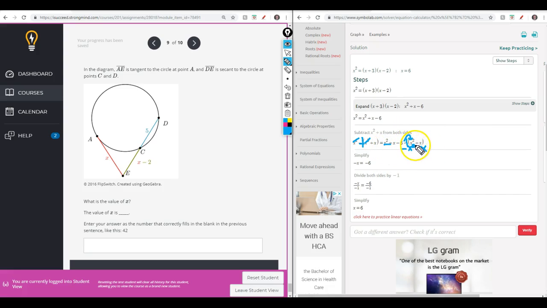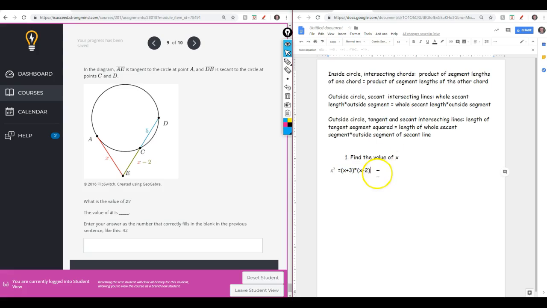So x squared minus x squared again reduces down to 0. x minus x again reduces down to 0, and then we're left with a minus 6. That's where that minus 6 came from. Then again, divide by negative 1 because there's a 1 implied right there. Negative 1 divided by negative 1 reduces down to 1. Negative 6 divided by negative 1 reduces down to 6. So our x value is 6.